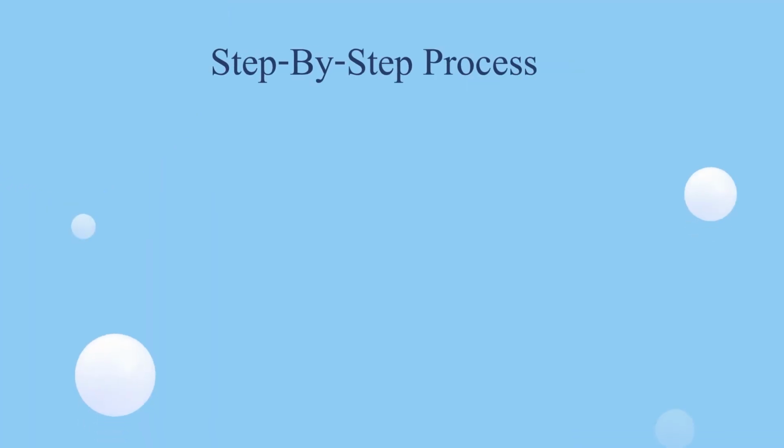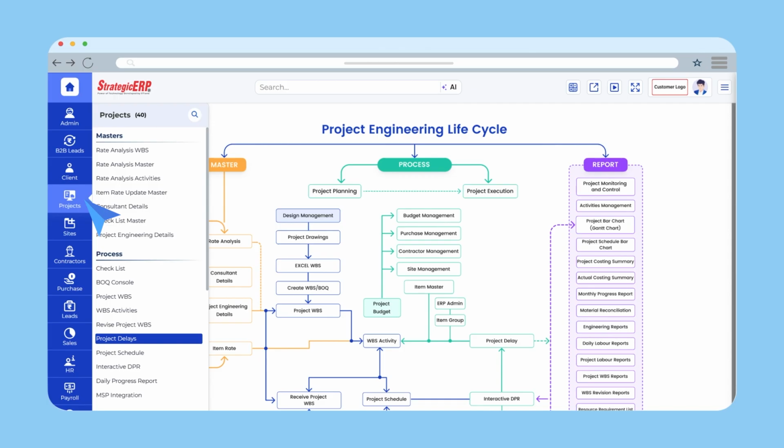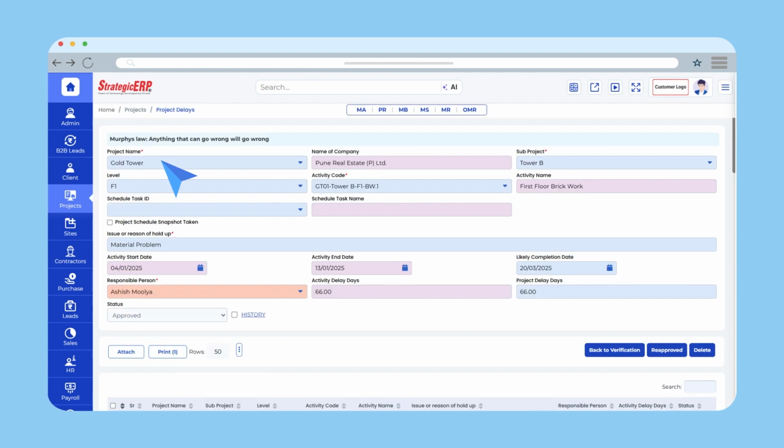Let us understand the step-by-step process of recording project delays. In Project Delays form, under the Project Management module, select the project name and sub-project. The name of company will auto-populate. If the activity has levels, select the level accordingly.